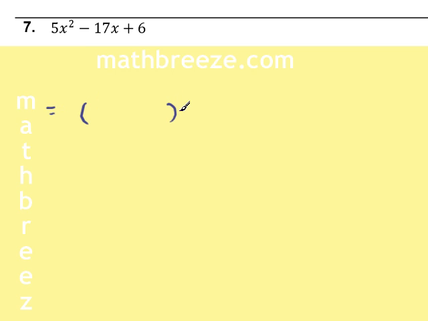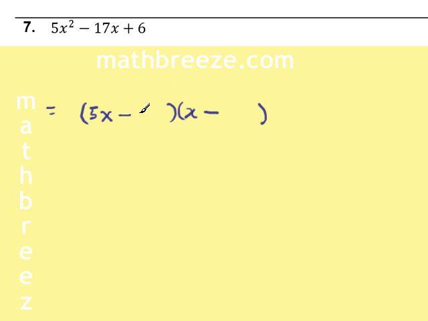All right, again, put down your parentheses for reverse FOIL. First times first is 5x squared, so break that up into 5xx. And here we have a negative in the middle, so it's either plus plus or minus minus. In this case, it's minus minus because c is positive. Okay, here we have a 6, so we're going to break this up into either 2 times 3 or 6 times 1, and we have to decide where to place them now. We want this 17 in the middle.